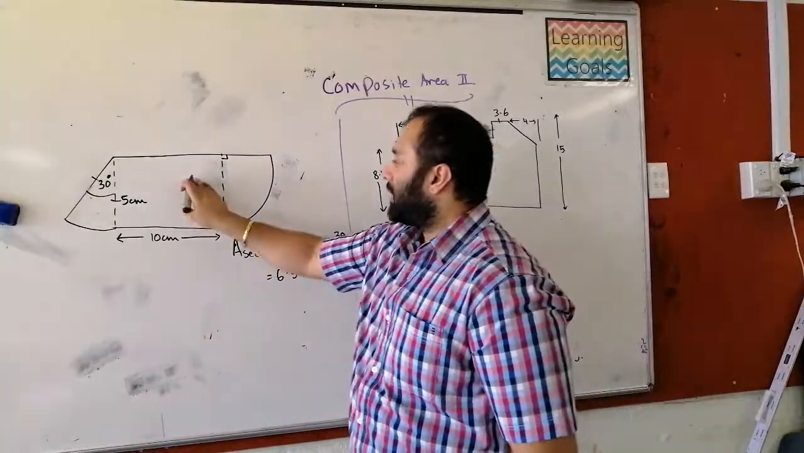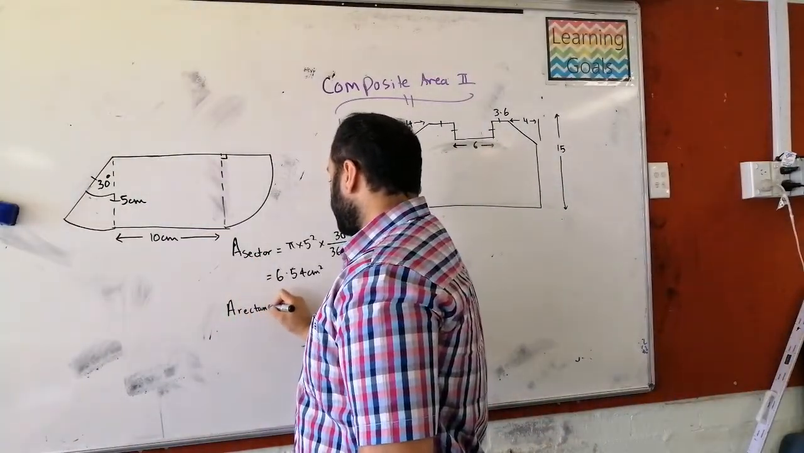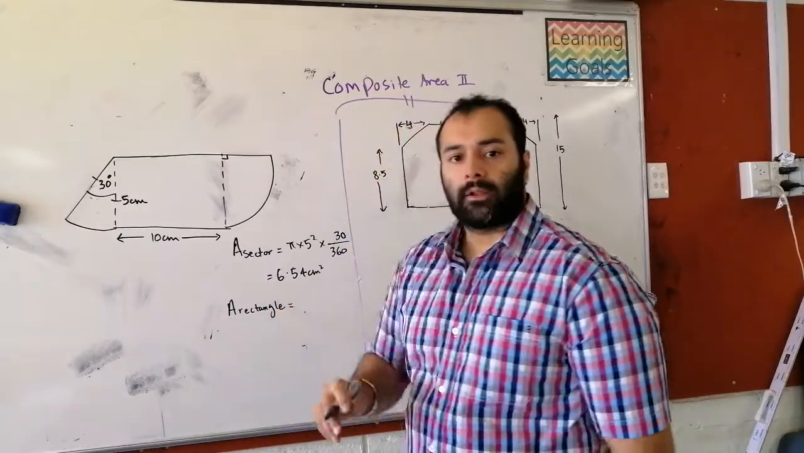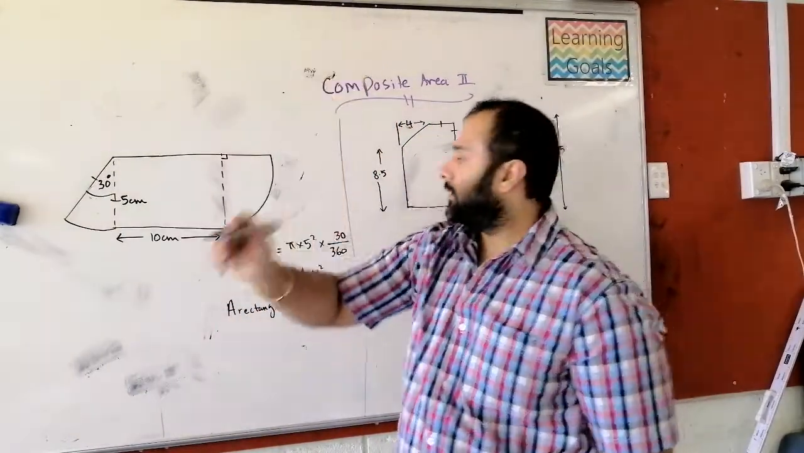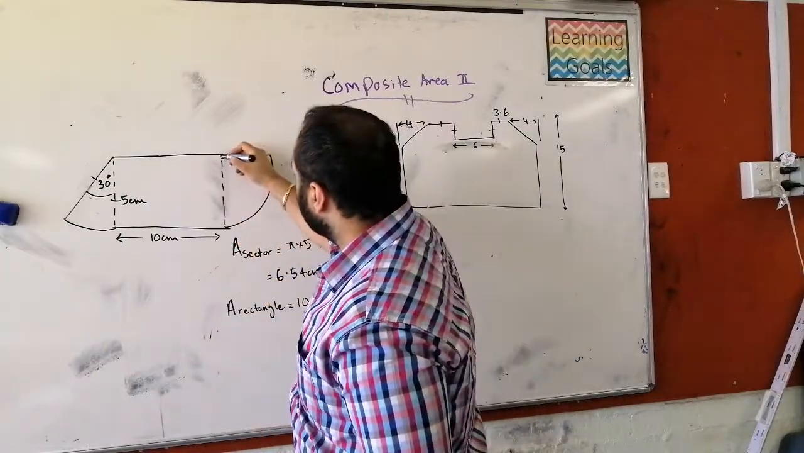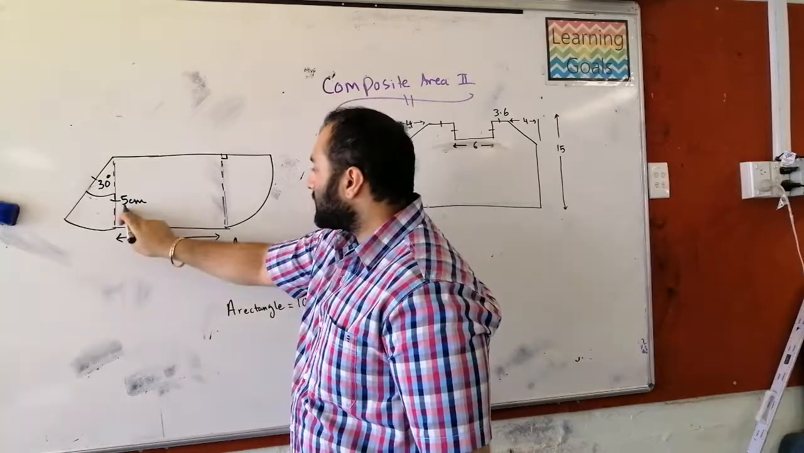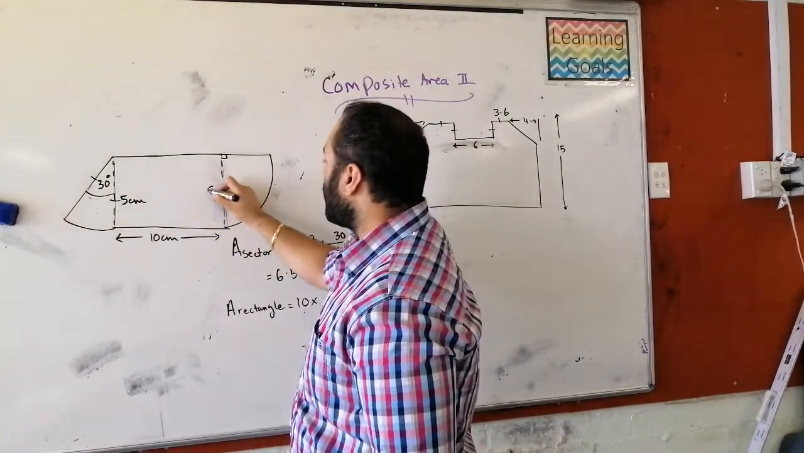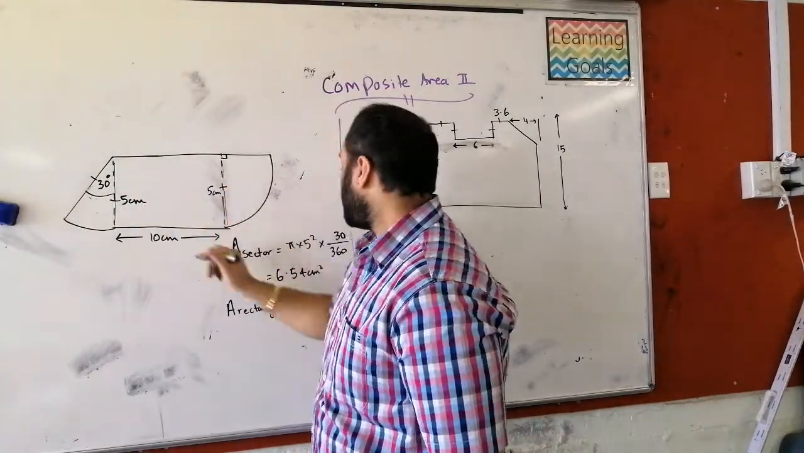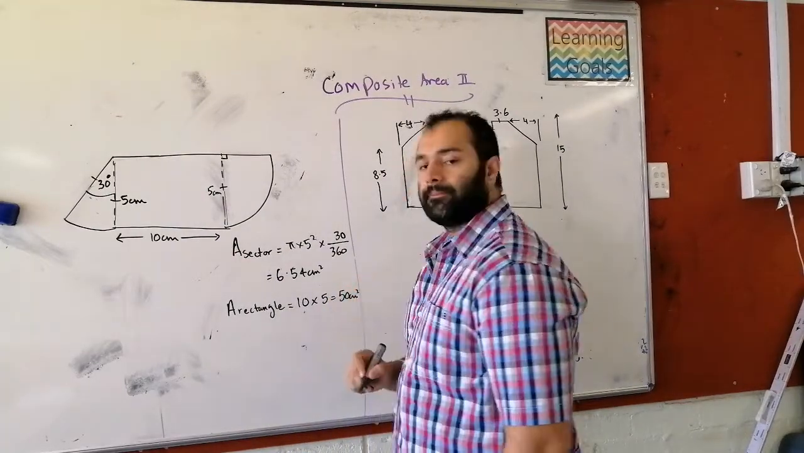Now, the big shape is a rectangle. Length times breadth. Length is 10 times the breadth. This is the breadth here, and that's the breadth here as well. If that's 5, that's going to be 5 as well. 10 times 5, which is 50 centimeters squared.